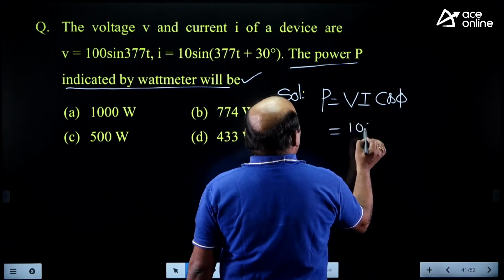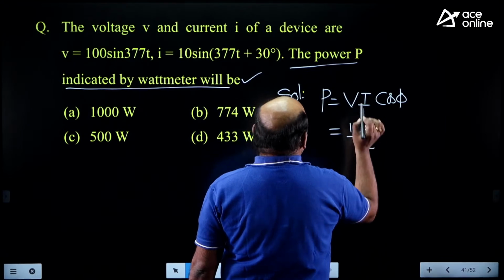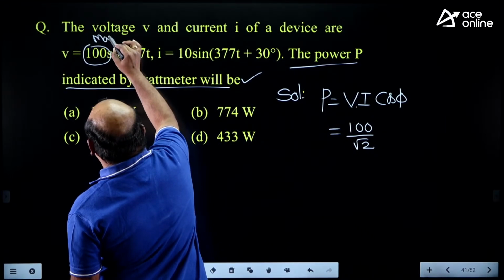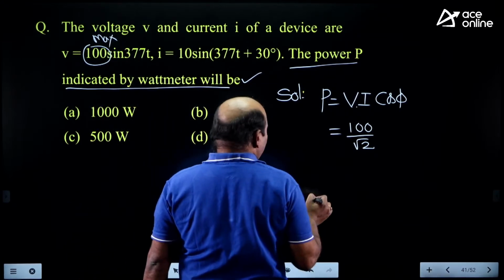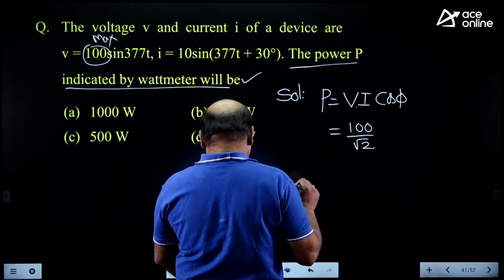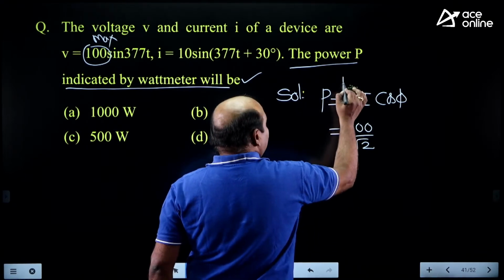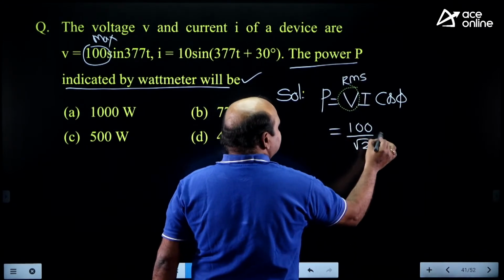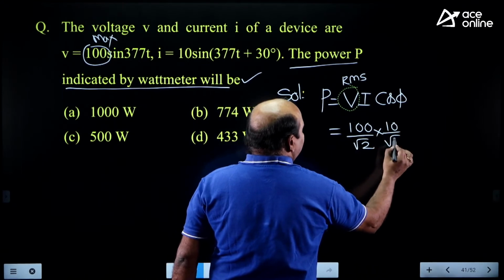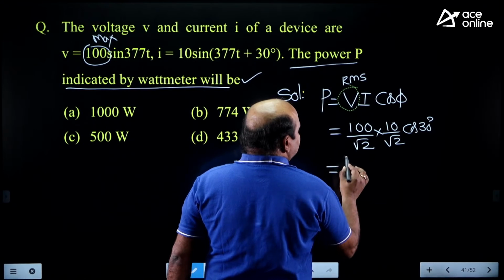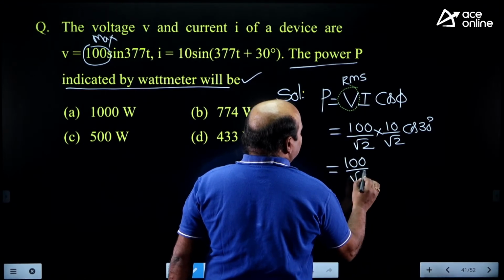V is 100 by root 2 because this is the maximum value, and we should convert it in terms of RMS. This is the RMS value, remember that. Into 10 by root 2 into cos 30 degrees. Now, cos 30 is what?